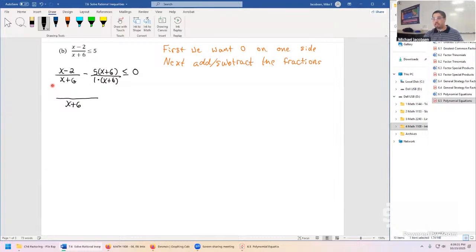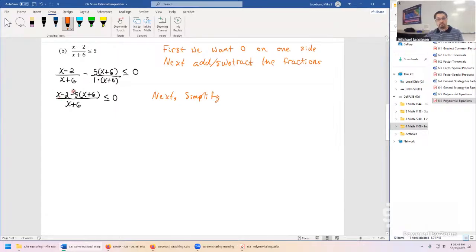You can rewrite this as one fraction with that common denominator x plus 6, and then just subtract across the numerators. So the numerator is now x minus 2 minus 5 times (x plus 6). Whole thing is less than or equal to 0, and we're just about there. We've added and subtracted the fractions, rather. Next, simplify.